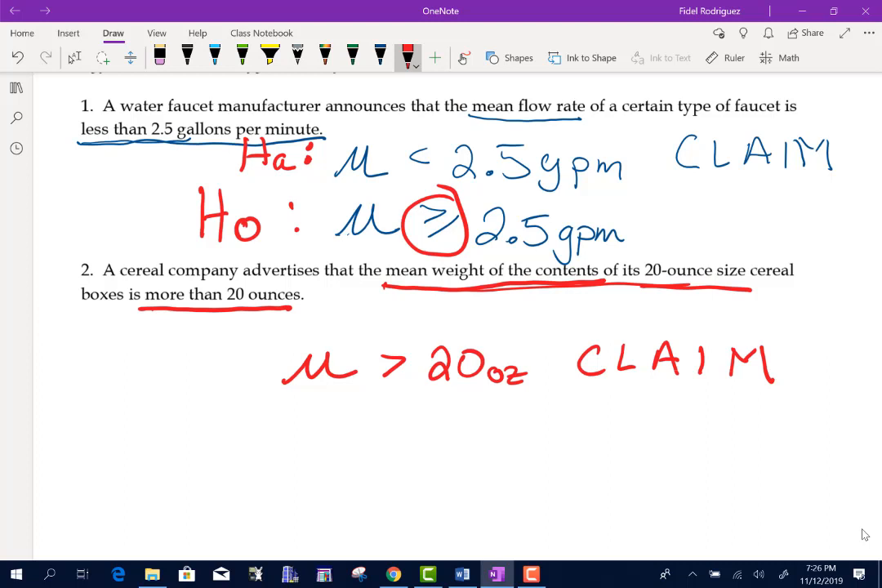So guys, what is the complement of that? What's the opposite of saying something is greater than? Less than or equal to 20 ounces, right? Okay. That sounds more realistic, right?